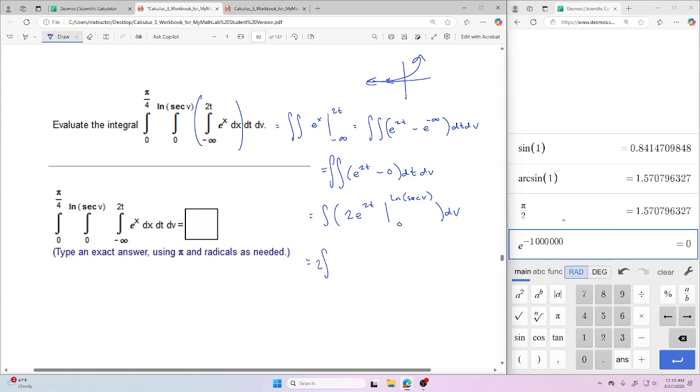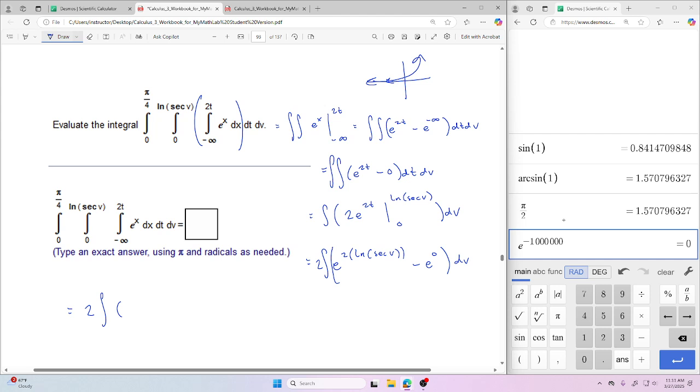Ooh, really? Well, that's nice. But it won't cancel immediately, will it? I hope you didn't cancel it immediately. If you did, you need to stop. Also, when you plug in a 0, you actually do get something this time. You get e to the 0. Right? And what's e to the 0?